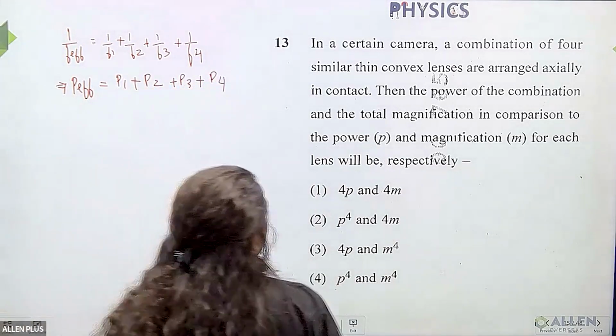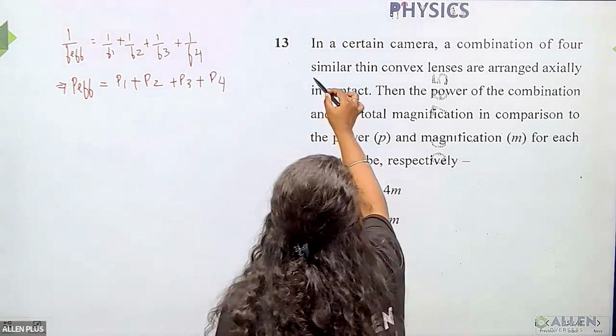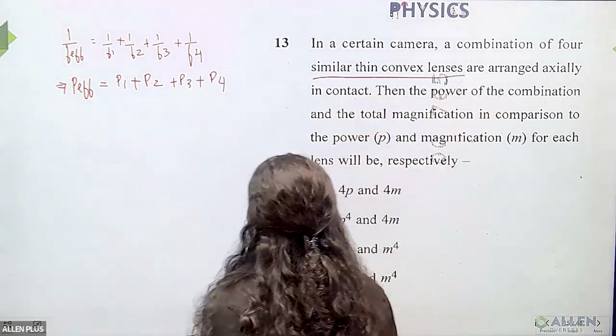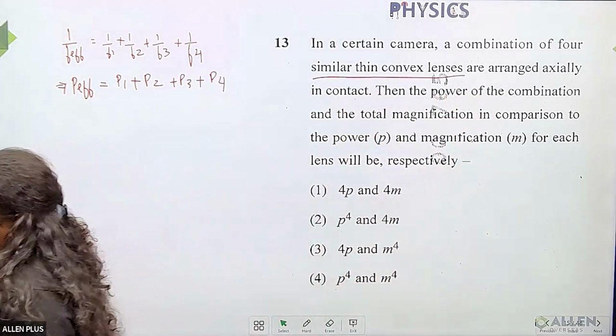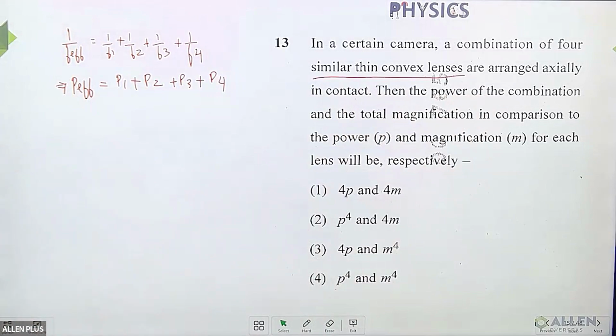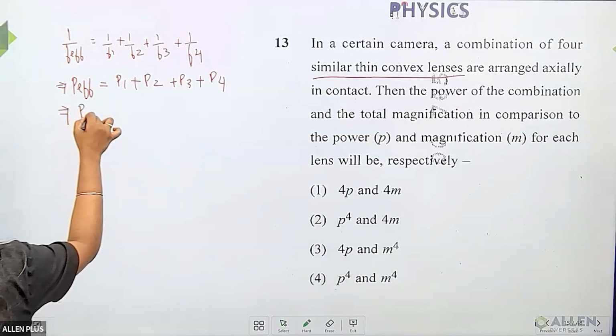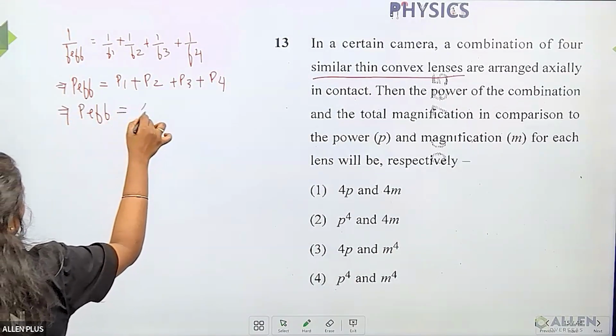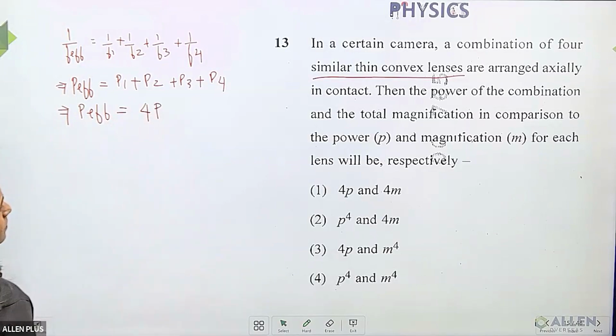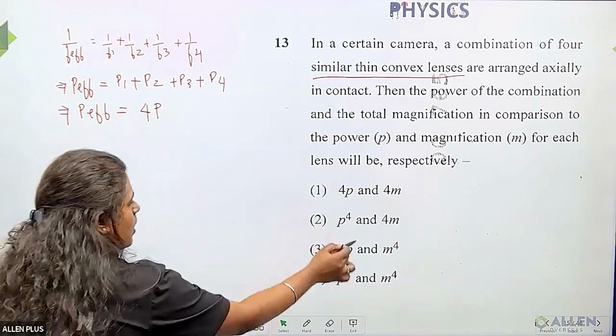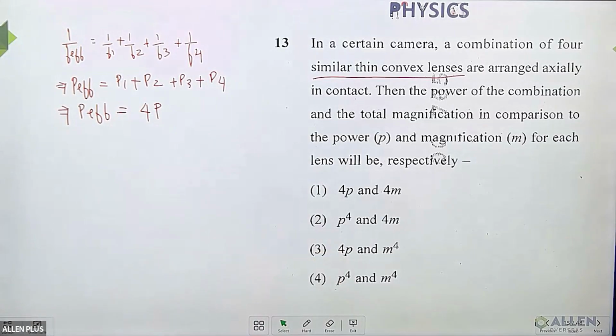In the question, they have clearly mentioned that all the lenses are similar. If all the lenses are similar, they might have the same focal length, and if the same focal length is there, the power value is also going to be the same. So I can say my effective power is equal to 4P. So obviously option 2 and option 4 get eliminated.